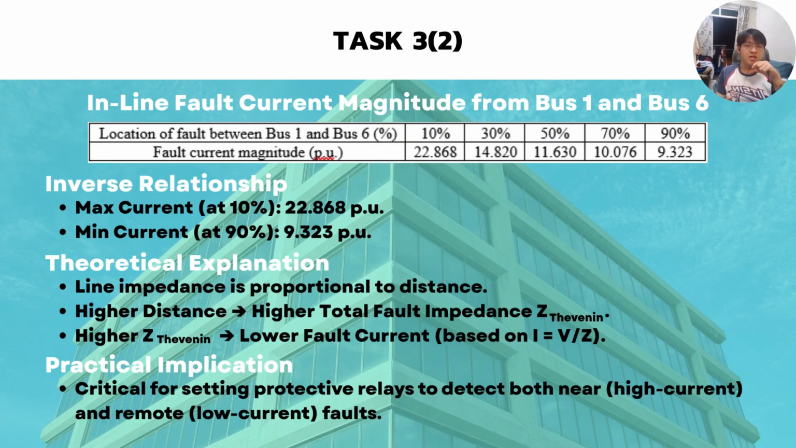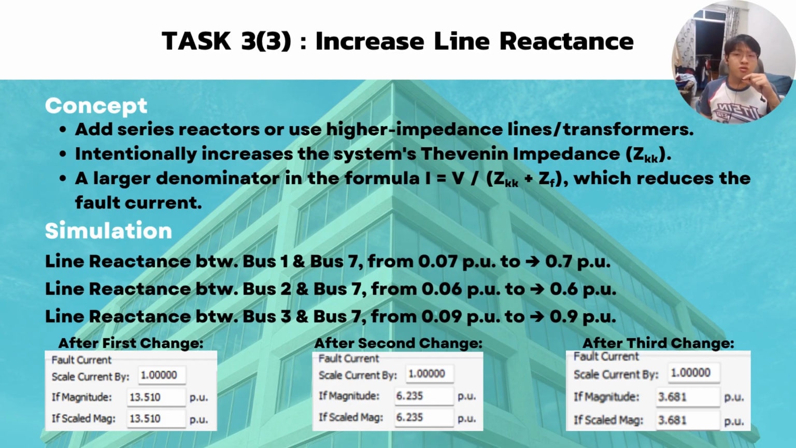The key practical implication here is for protection engineering, as relays must be set to detect both the high near-in fault currents and the much lower remote fault currents. Moving to task 3.3, we explore two methods to reduce fault current. The first method is to increase the line reactance connecting to the faulted bus. The concept is to add series reactors or use higher impedance lines to intentionally increase the system's Thevenin impedance.